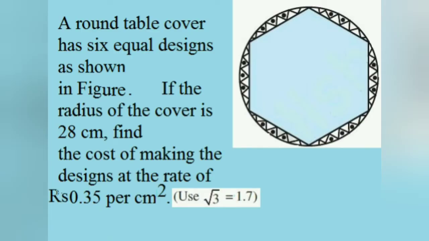Next question is, a round table cover has 6 equal designs as shown in the figure. If the radius of the cover is 28 cm, find the cost of making the designs at the rate of rupees 0.35 per centimeter square, and wherever we get root 3 in simplification in the question, that needs to be replaced by 1.7. Let's see how we go about this.